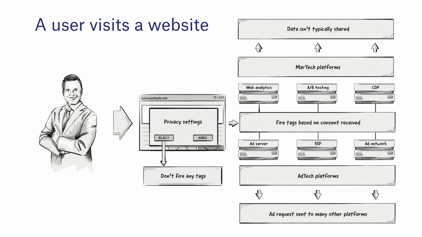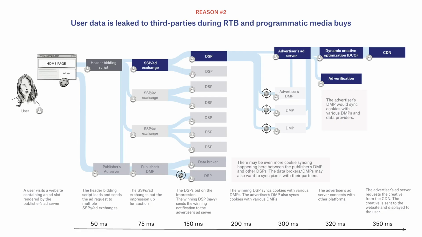This point is a huge issue for online advertising companies due to the amount of data that's leaked during real-time bidding and programmatic media buys. So to explore that issue in more detail, let's take a look at how data is shared, or leaked rather, during a typical RTB media transaction.